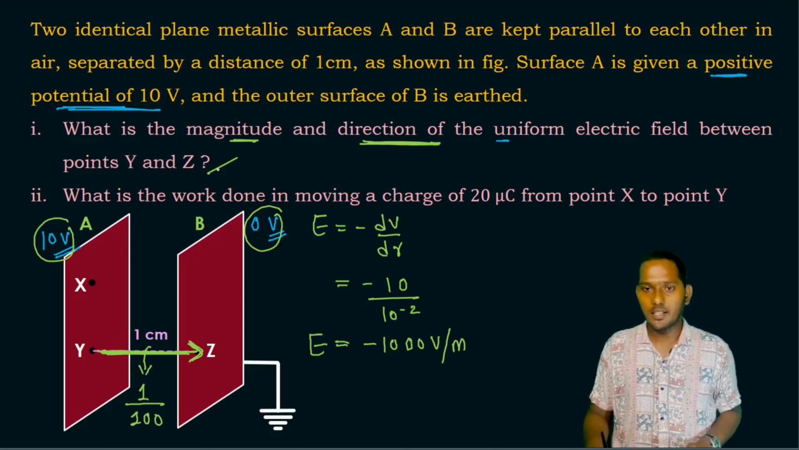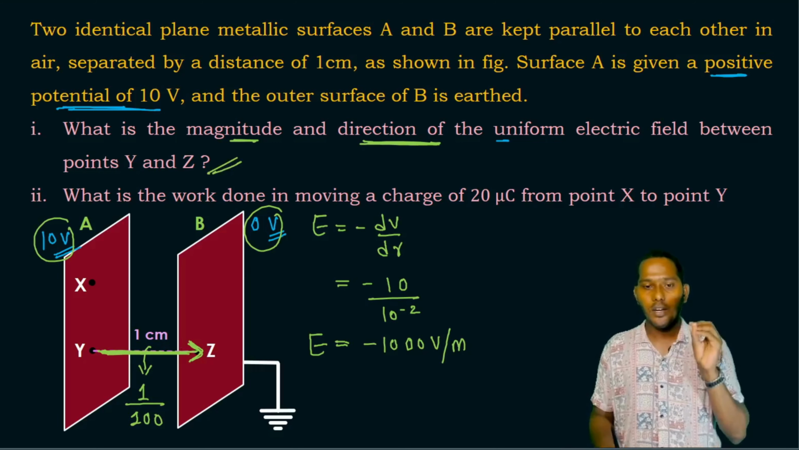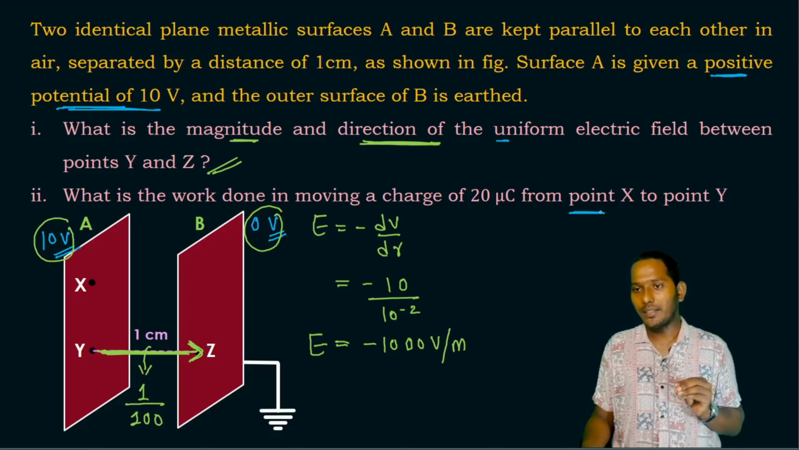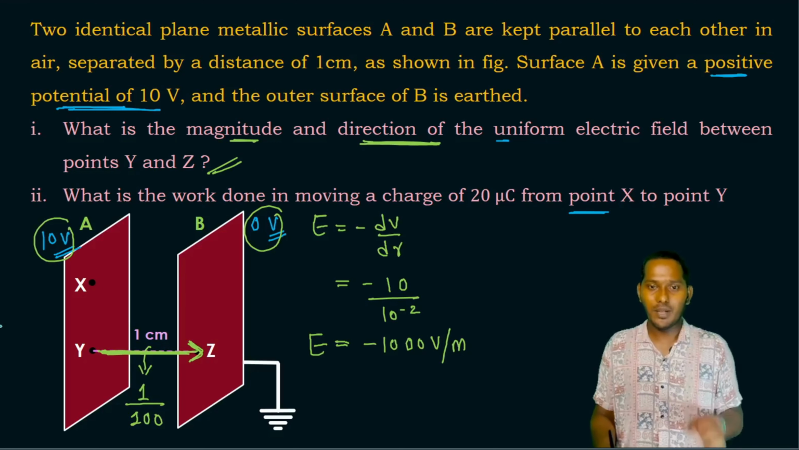Now, students, the second part of this question: what is the work done in moving the charge of 20 microcoulomb from a point X to the point Y? Both the points X and Y are on the surface A. That means both these points have an equal potential. The potential at point X is 10 volt, and the potential at Y is also 10 volt.